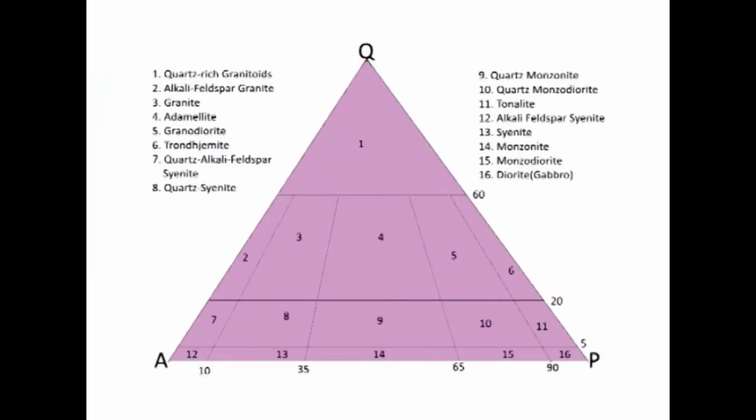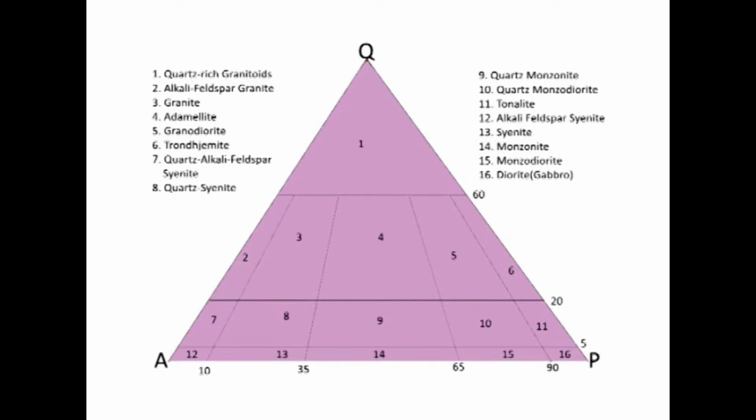Now take up the first category, that is acid plutonic rocks. Now see the diagram on screen, that is the triangular diagram, which is also known as the QAP diagram. See the different sections numbered 1 to 16 and the different rock types we can observe. First, quartz rich granitoids. Second, alkali feldspar granite. Third, granite. Fourth, adamellite. Fifth, granodiorite.